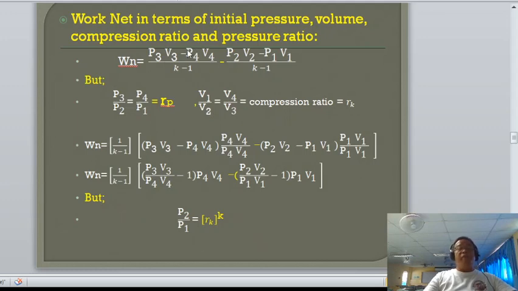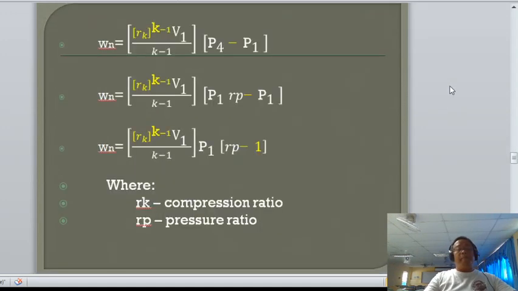So, substituting now the pressure ratio and the compression ratio for the net work, and then eliminating those parameters which are not needed, we'll notice that the work net in terms of pressure ratio, initial volume, initial pressure, and compression ratio is this. Work net is equal to Rk raised to k minus 1 multiplied by V sub 1 over k minus 1 multiplied by the initial pressure and then multiplied by the pressure ratio minus 1. Okay? So I think it is clear to everybody.